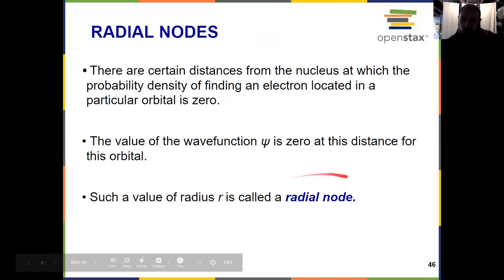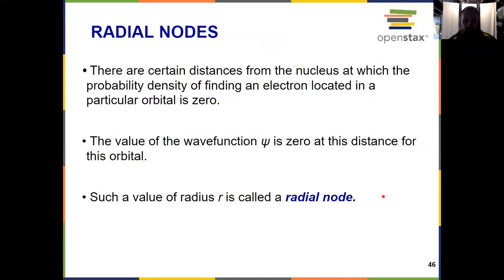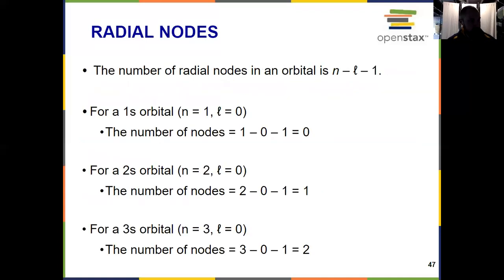It's called a radial node. A certain distance from the nucleus where the probability of finding an electron is 0. That's called a radial node. And we should be able to know how to predict those. How many radial nodes do we have? Well, once you know the value of n and L, you take n minus L minus 1. That's how many nodes you have.